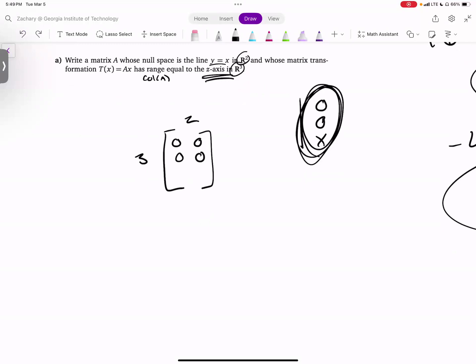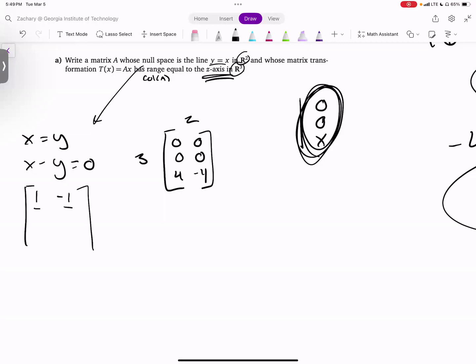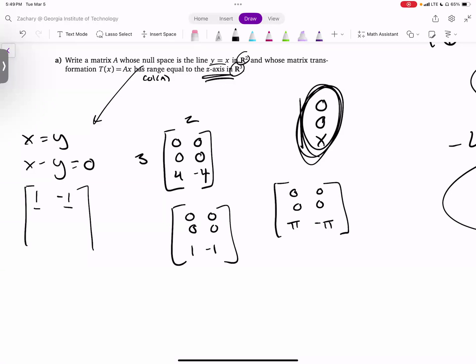Now solving for the null space stuff, we have x equals y. You swap to x minus y equals 0. You can rewrite that out as 1, 1 for my rows. Oh, sorry, 1, negative 1. So if all of my rows must have this form, then I can write this as positive 4, negative 4. Or I can write it as 0, 0, 0, 0, 1, negative 1. Or I can write this as 0, 0, 0, 0, pi, negative pi, right? These are all the same thing that are equally valid.